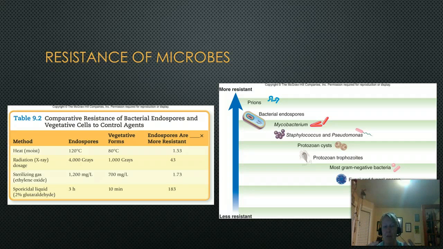And the big thing I want you to remember from here is really kind of where things fall. The spores, the cysts, they're going to be more resistant than the gram-positive bacteria and some of the viruses in general to a variety of methods.